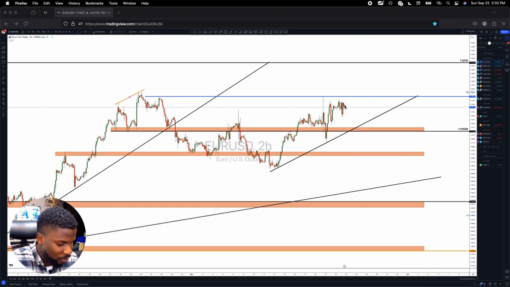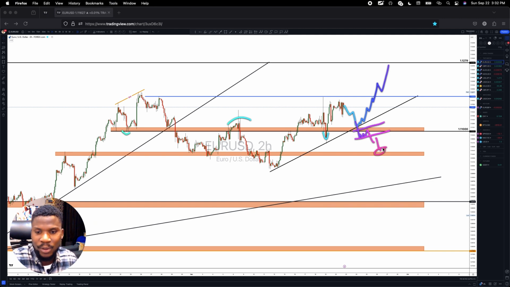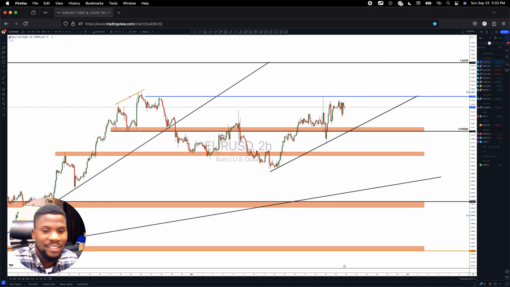Secondly, there's a possibility that euro dollar would come down right here, pull back nicely, and then we'll look into a sell trade moving forward. Okay, one way or the other, either of these trade setups will play out this week, starting tomorrow, Monday. So we just have to wait patiently to see how this is gonna go.